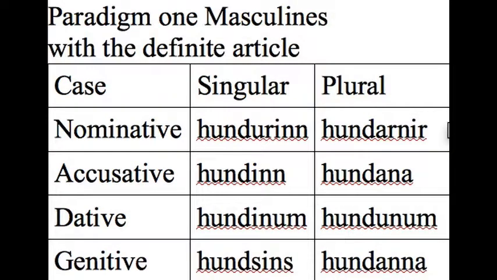All right, and now, following the same pattern, we're going to start from the singular and then move into the plural, but this time we're going to have the article attached to it. So hundurinn, hundinn, hundinum, hundsins, hundarnir, hundana, hundunum, hundanna. All right. So you'll notice here that the nominative and accusative article is actually the same. However, the noun itself does change.